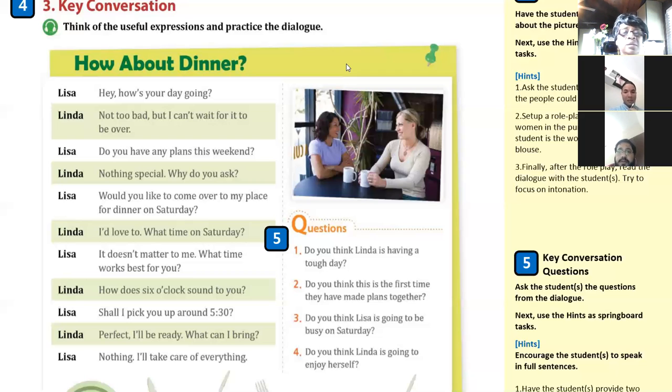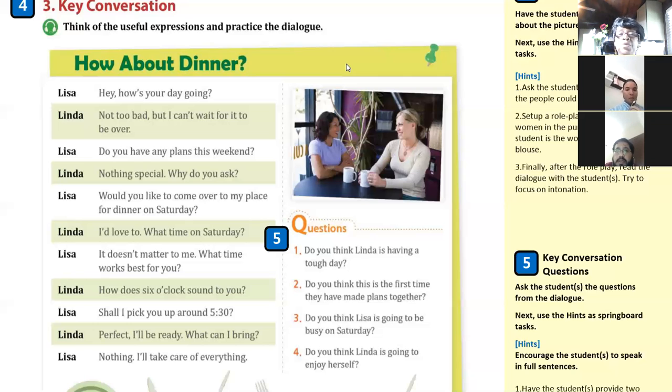Okay. Could you reverse? Hey, how's your day going? Not too bad, but I can't wait for it to be over. Do you have any plans this weekend? Nothing special. Why do you ask? Would you like to come over to my place for dinner on Saturday? I would love to. What time on Saturday? It doesn't matter to me. What time works best for you? How does 6 o'clock sound to you? Shall I pick you up around 5:30? Perfect. I will be ready. What can I bring? Nothing. I'll take care of everything.